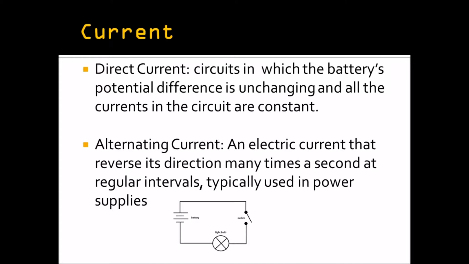Direct current is circuits in which the battery's potential difference is unchanging and all the currents in the circuit are constant. Alternating current is an electric current that reverses its direction many times a second at regular intervals, and it's typically used in power supplies.